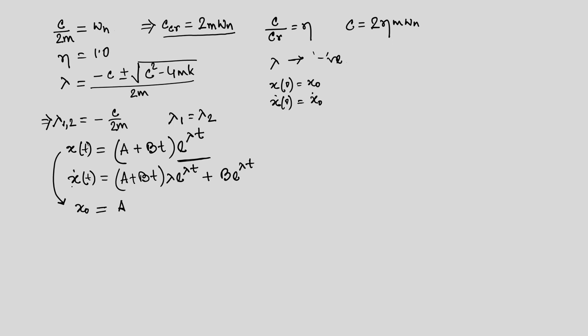Then we can find out the second one. Obviously, x naught dot is the velocity at t equal to 0. Then on the right hand side we have A, B t will vanish, times lambda, plus B is the solution. So, this is equal to, A is x naught, so we have x naught lambda plus B. That means, B is equal to x naught dot minus x naught lambda.